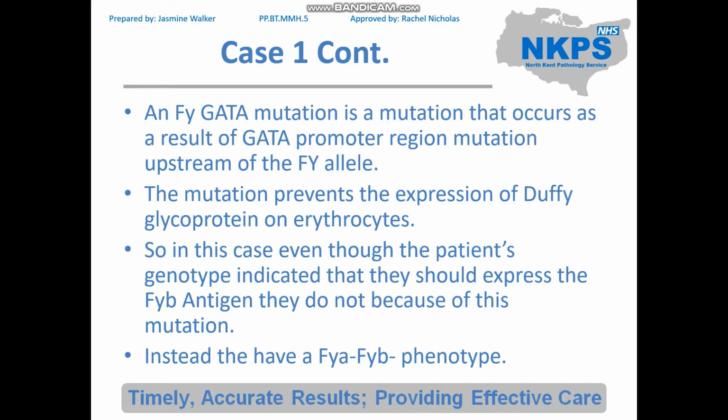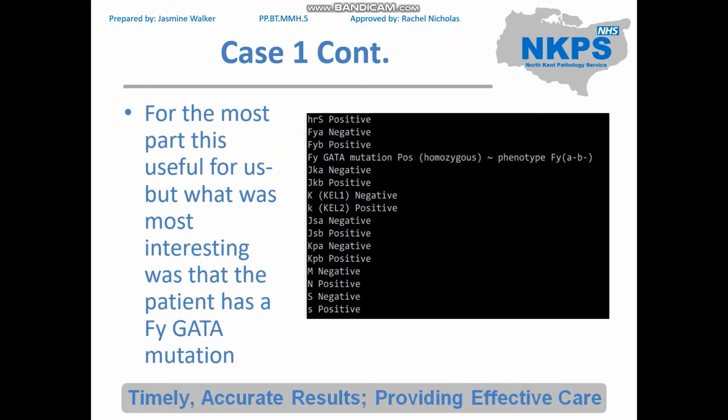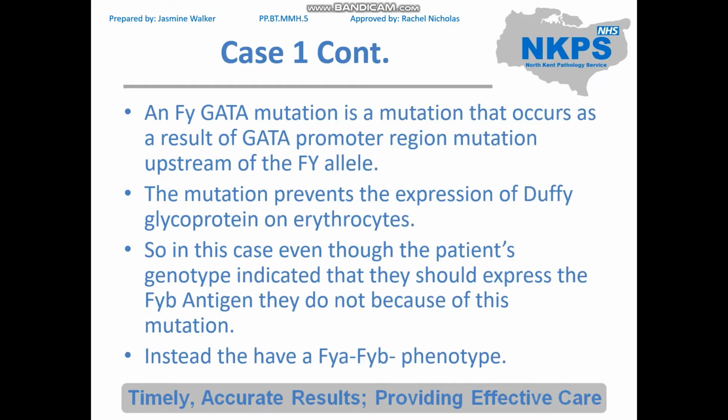The GATA mutation is one that occurs as a result of a GATA promoter region mutating upstream from the FY allele. The mutation prevents the expression of the Duffy glycoprotein on erythrocytes. So in this case, if we go back and have a look at the genotyping, the patient was actually positive for FYB. However, because there is a mutation upstream of the allele, it means that this is not going to be expressed on the red blood cells, and therefore their phenotype is FYA negative, FYB negative.